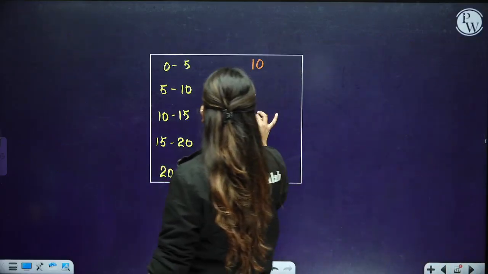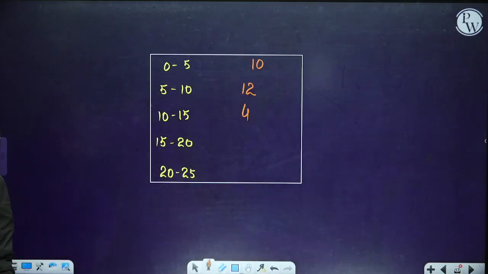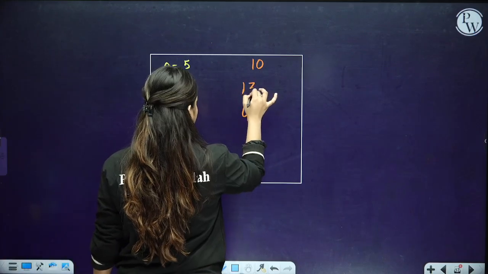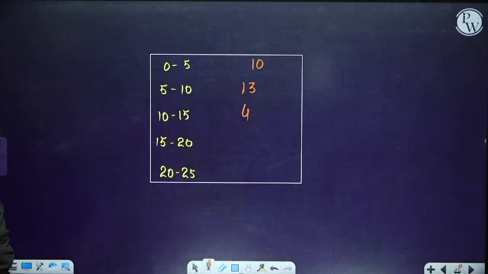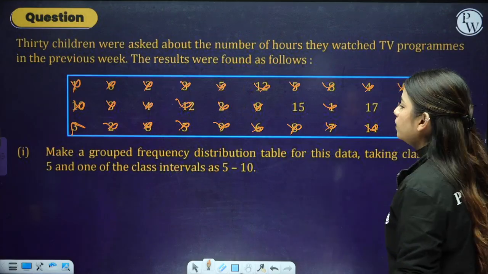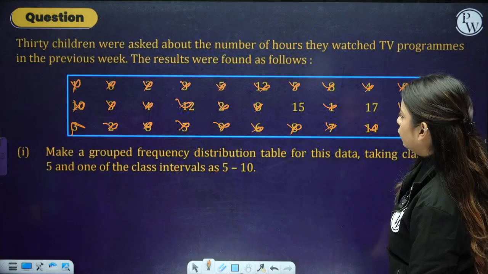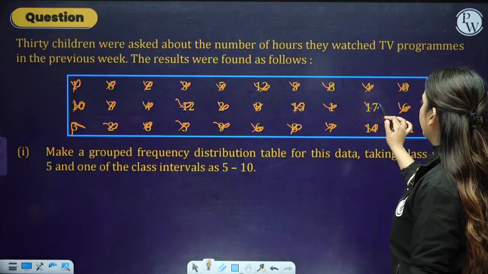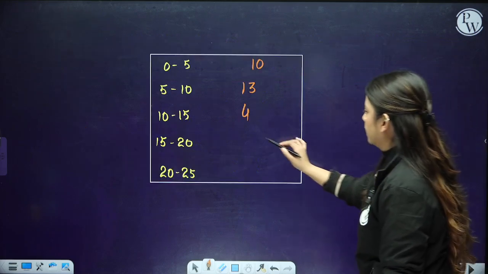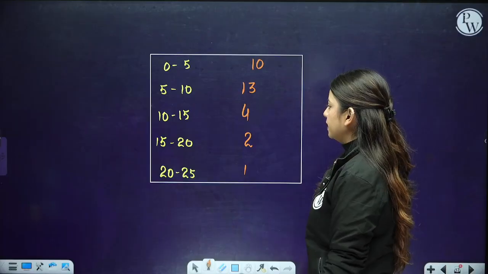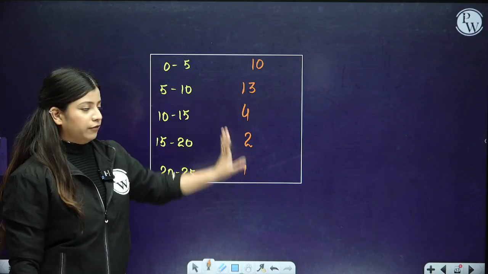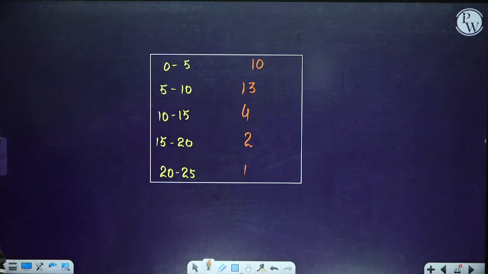Right? So how many in between 10 to 15? We have 4, okay? I guess one we have missed, so it will be 13 over here. Okay, so we have 10, 13 and 4, right? Now let's say between 15 to 20, when we talk about it, in between 15 to 20 we have 2, and in between 20 to 25 we have 1. All right. Okay, so we have 13, 14, 15 and 15, 15, 30. So this is what we have taken.